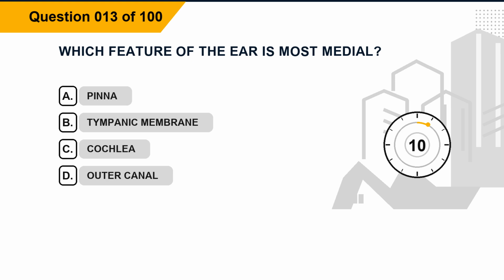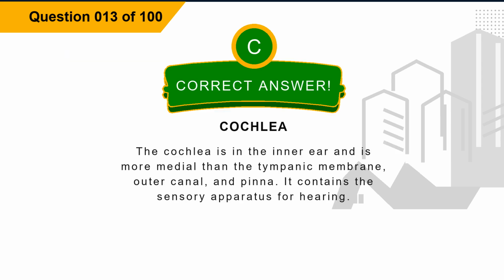Question 13. Which feature of the ear is most medial? Option A, pinna. Option B, tympanic membrane. Option C, cochlea. Option D, outer canal. The correct answer is option C, cochlea.